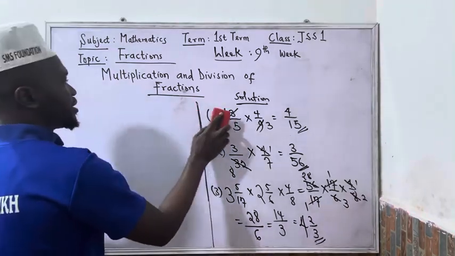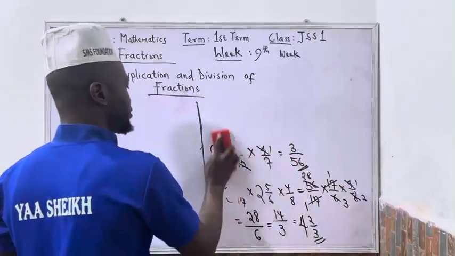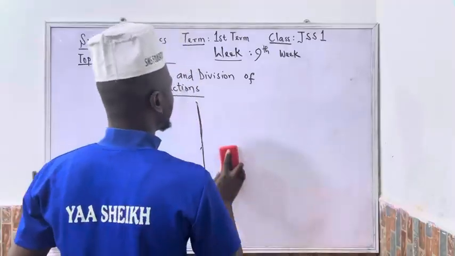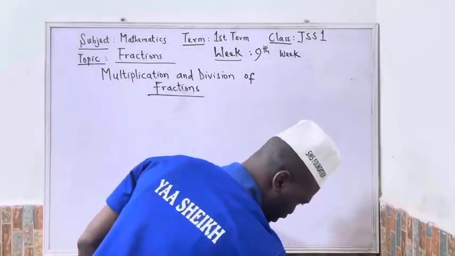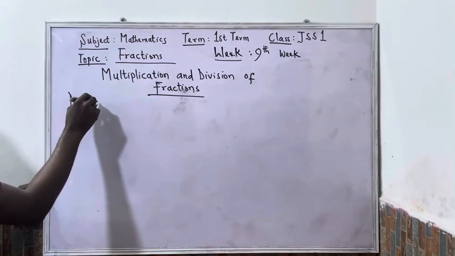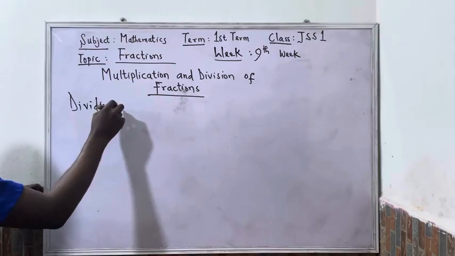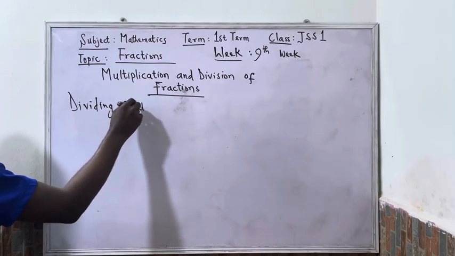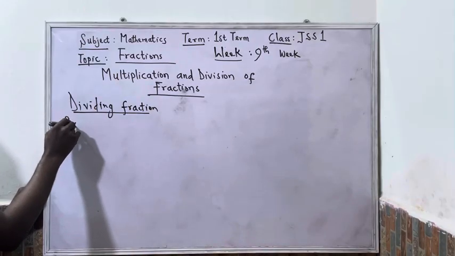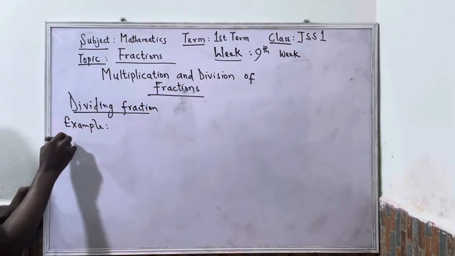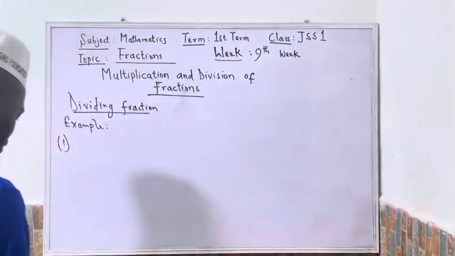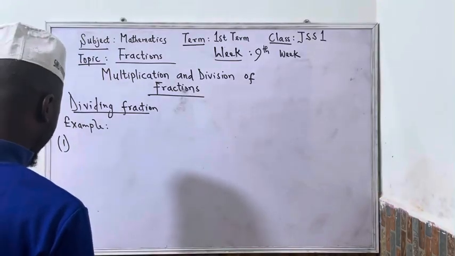I'm going to start very simple. I will start with the general principle. We are going to start with dividing a fraction by another fraction, before we go to dividing a fraction by whole numbers. So let's see an example. The question can say you should evaluate or simplify the following. So you can have a question like this.